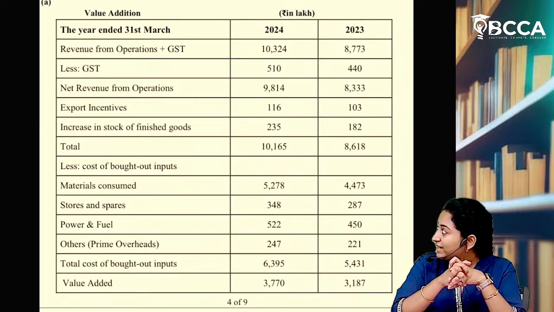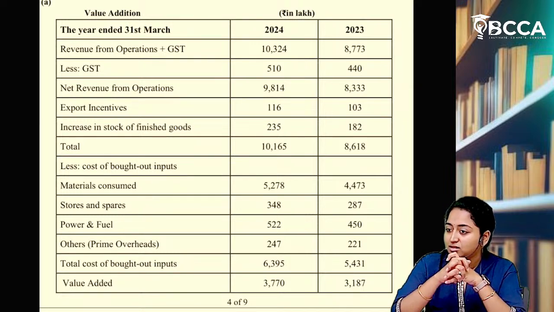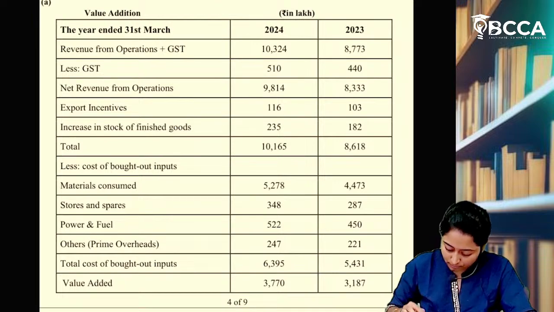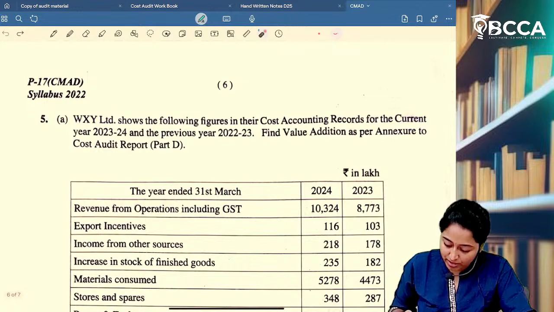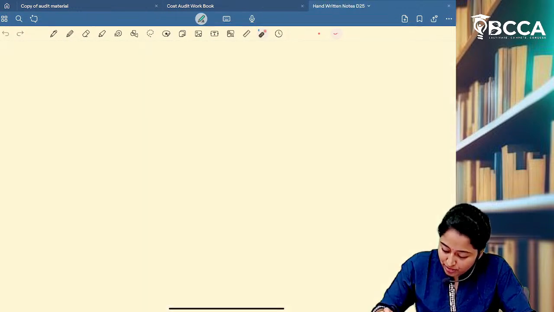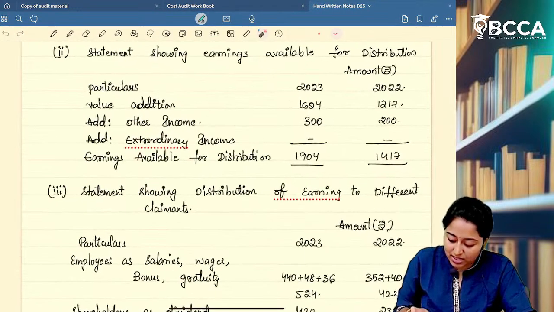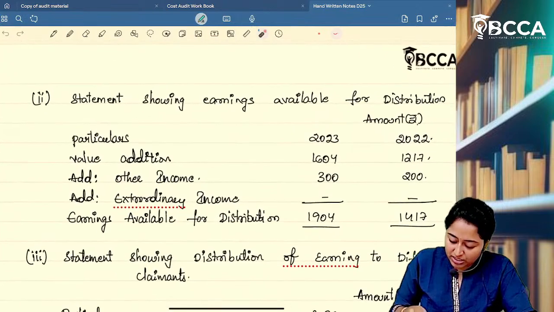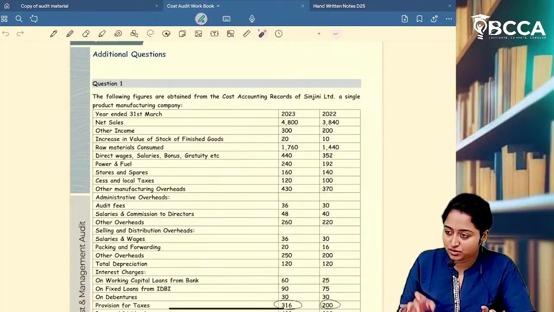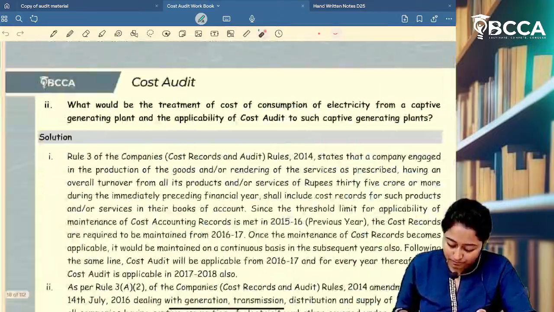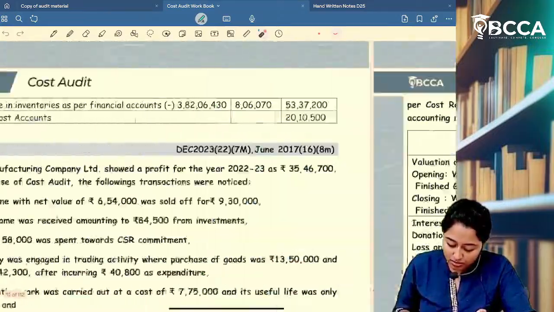Okay, clear with this answer? No doubts, right? Did you understand how the value addition process works? If any question related to value addition is given, you will write in this way. Okay, no changes. Clear? No doubts, right?